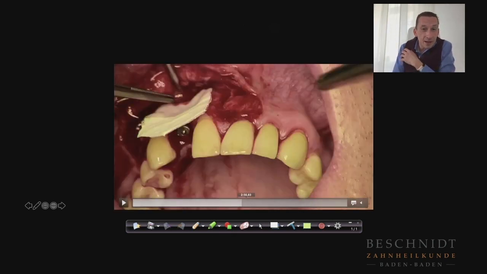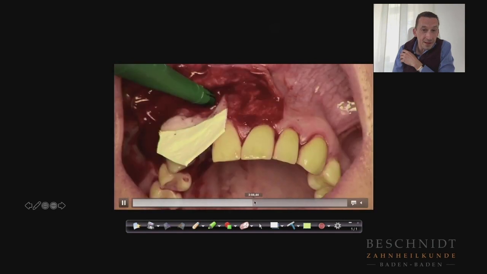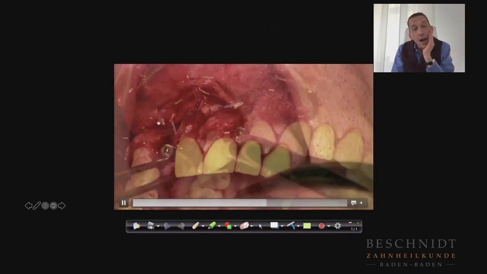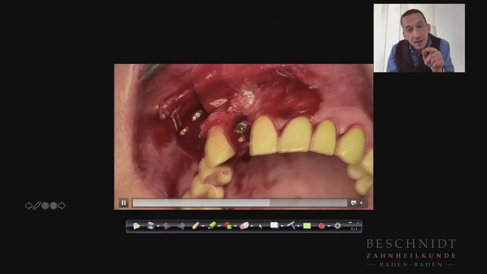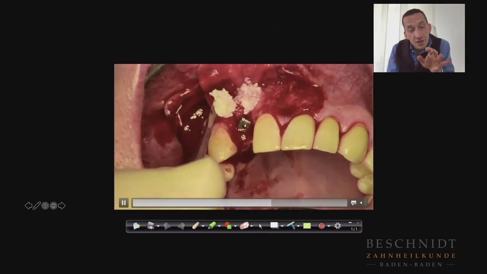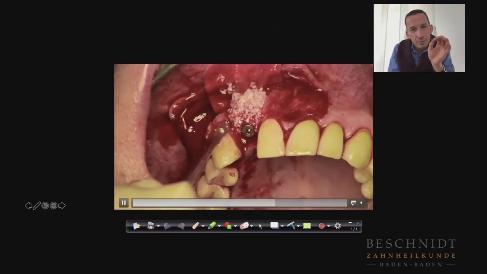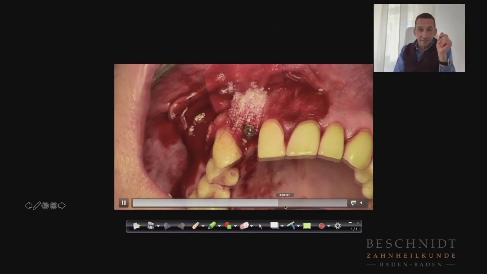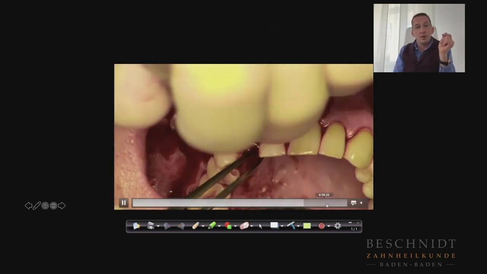Now we place the membrane. After that we place a bone substitute, and now I do the augmentation up to the healing abutment. You see, this is only a bone substitute, and I augment around the healing abutment, so I do the augmentation above bone level of the implant. We close with a membrane and with a connective tissue graft.